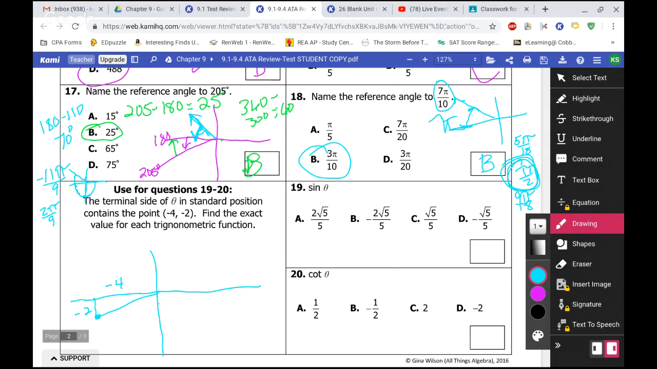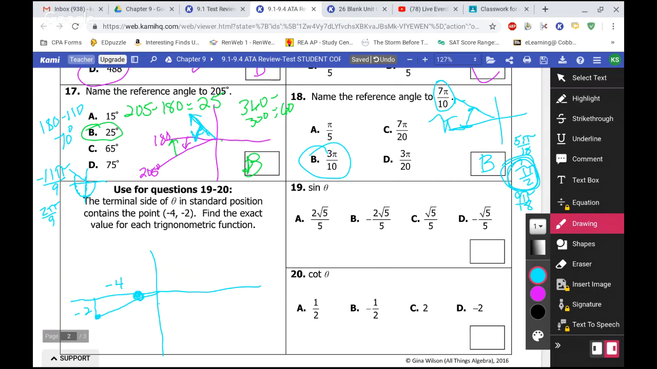Now I've drawn my coordinate plane and plotted my point: left 4 and down 2. So I know that this is my x side, so that's negative 4, and this is negative 2. And theta is always in the coordinate side, because this is your right angle, but theta is always here. Does that make sense to you guys?